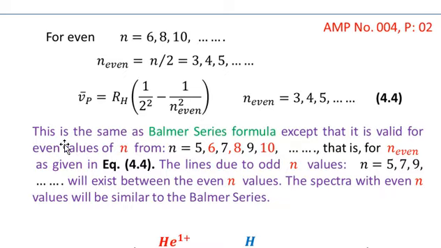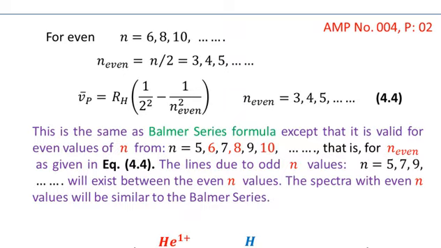So let me read this again: this is the same as the Balmer series formula, except that it is valid for even values of n from all the allowed values of n, which are 5, 6, 7, 8, 9, 10, and so on. That is for n even, as given in equation number 4.4. The lines due to odd n values, which were 5, 7, 9, and so on, from the allowed values of n, will exist between the even n values. So the spectra with the even n values will be similar to the Balmer series formula.